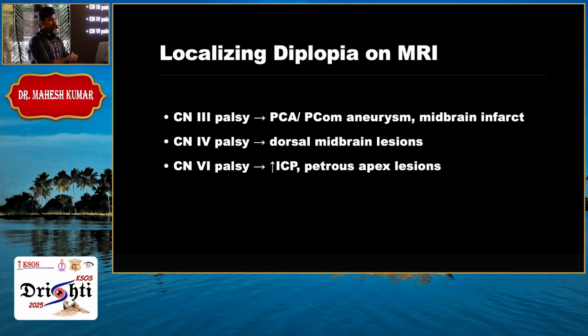So basically, when you try to find pathologies related to cranial nerves, you don't actually look at the nerve, but you need to look at the pathway that the nerve courses along. So in third cranial nerve palsies, the most common pathologies are posterior cerebral artery or posterior communicating artery aneurysms, and from the source there can be midbrain infarcts. And coming to fourth cranial nerve palsies, the most common are dorsal midbrain lesions. And sixth cranial nerve palsies, because of increased intracranial pressure, idiopathic intracranial hypertension, or petrous apex lesions or clival lesions, can cause palsy of the sixth cranial nerve.